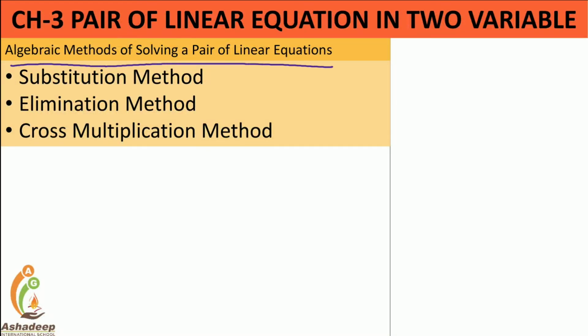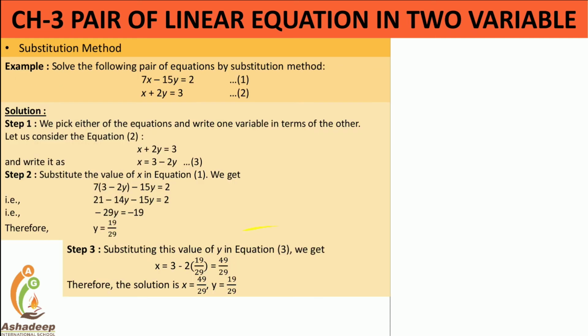Algebraic methods of solving a pair of linear equations: the substitution method, the elimination method, and the cross multiplication method. Now let's check them one by one. First we'll see the substitution method. Solve the following pair of equations with the help of the substitution method. Step 1: pick either of the equations, either 1 or 2, and write one variable in terms of the other.